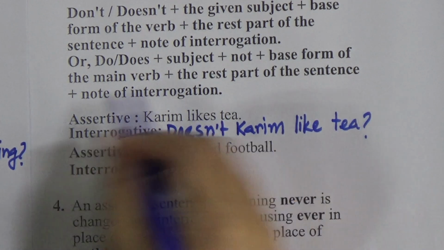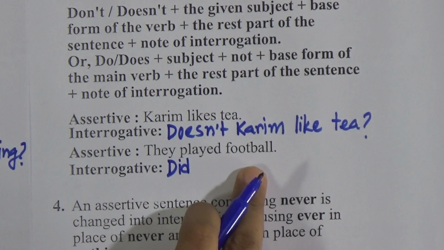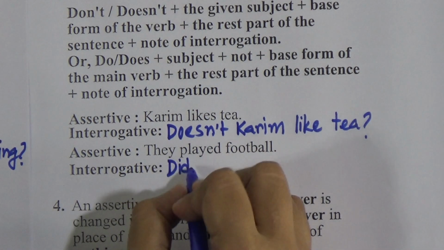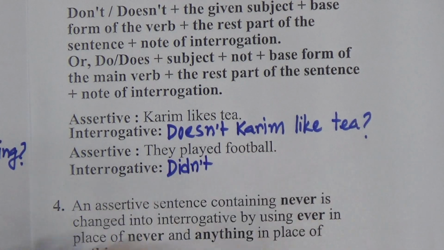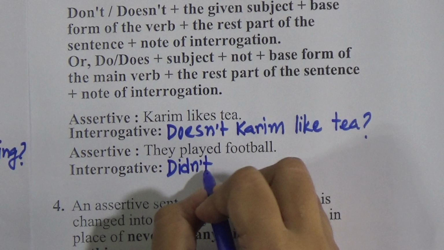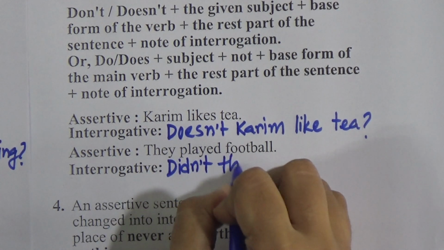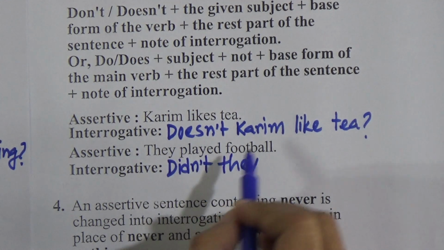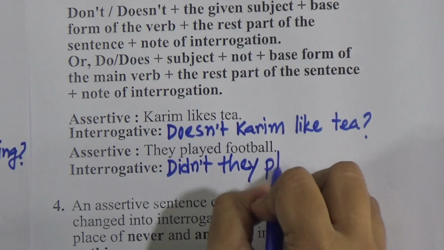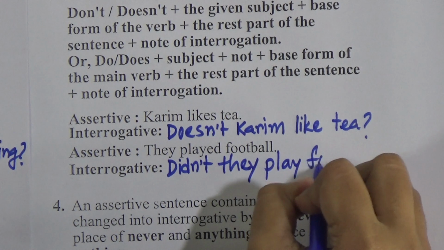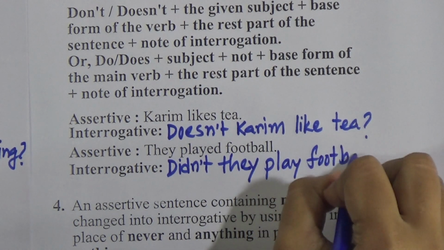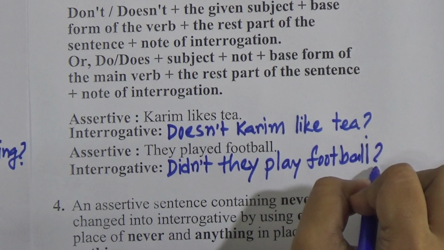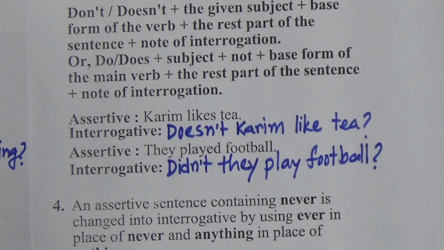Or, now this is the affirmative sentence, so we will make it negative, didn't. Now the given subject, that means they, didn't they, and the base form of the verb, that means play. Didn't they play football? Now the note of interrogation. Didn't they play football?